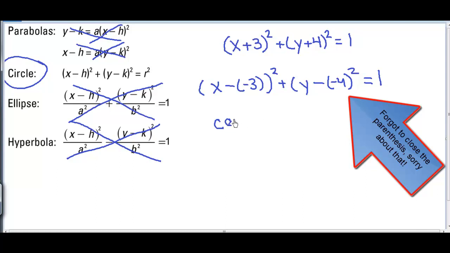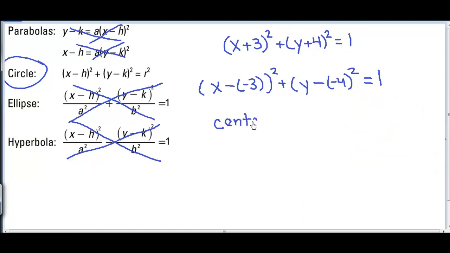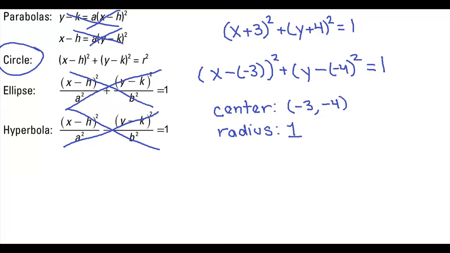And just to take it a little step further, we can identify the center. Remember, the center is (h, k), so in our case the center is negative 3, negative 4, and our radius is 1. And keep in mind that the radius is the square root of 1 squared.